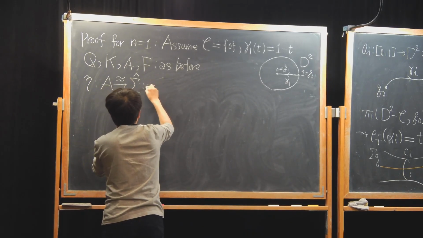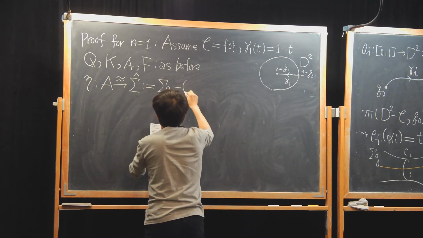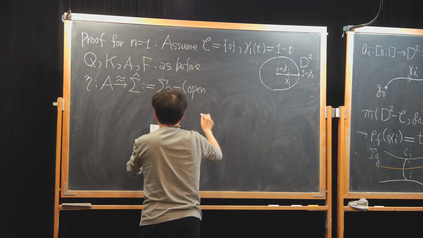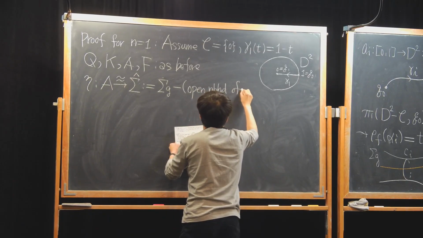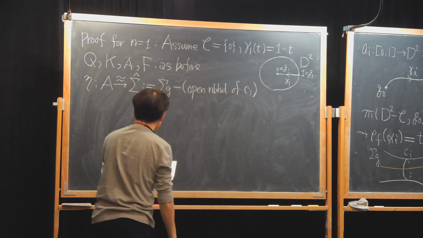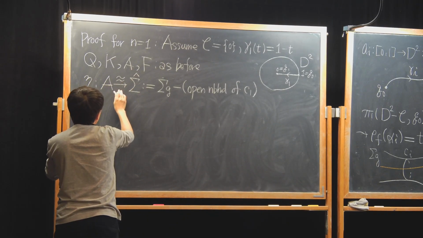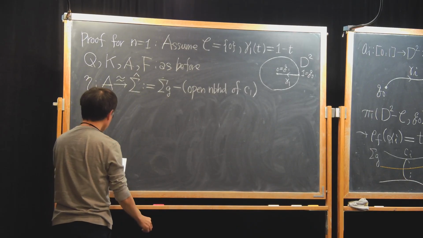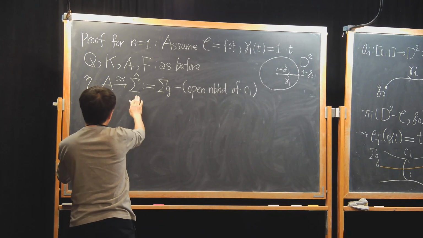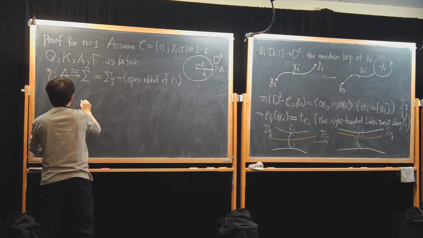So Q hat is defined as sigma g minus some open neighborhood of C1. And eta is an orientation preserving diffeomorphism between these two. So this is an identification of A with the collar neighborhood of this surface.